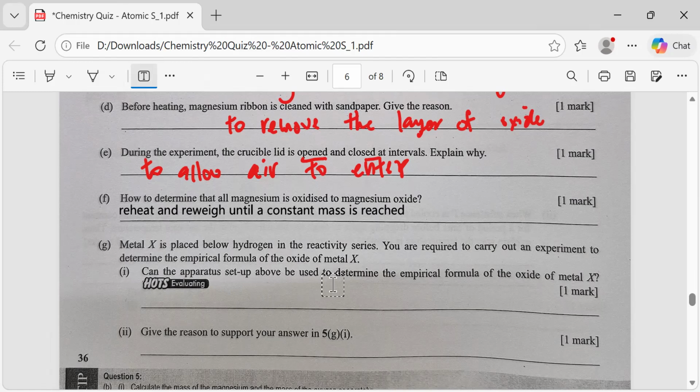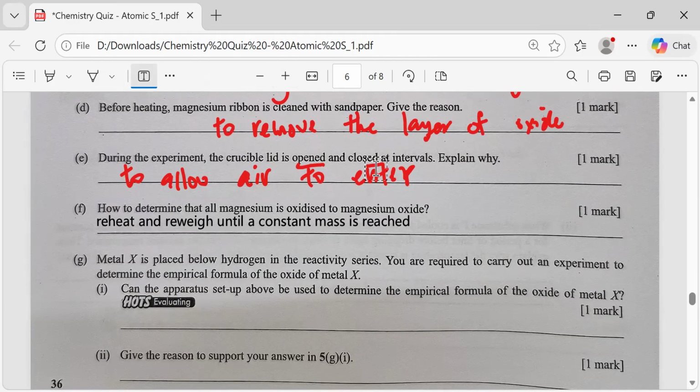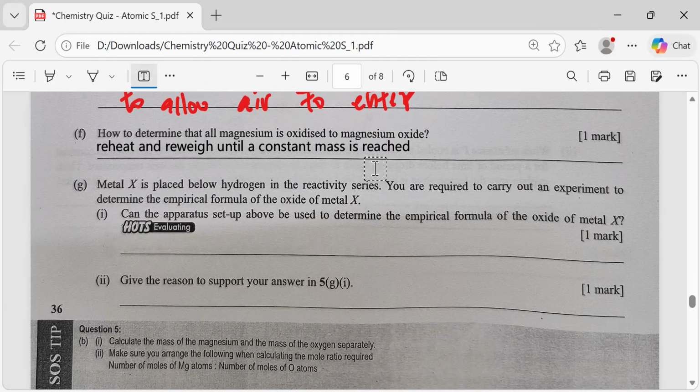Okay, metal X is placed below hydrogen in the reactivity series. You are required to carry out an experiment to determine the empirical formula of metal X. Okay, so like this, this is hydrogen. Metals that are above are usually group 1, group 2, group 13. Metals that are below are usually the transition metals.